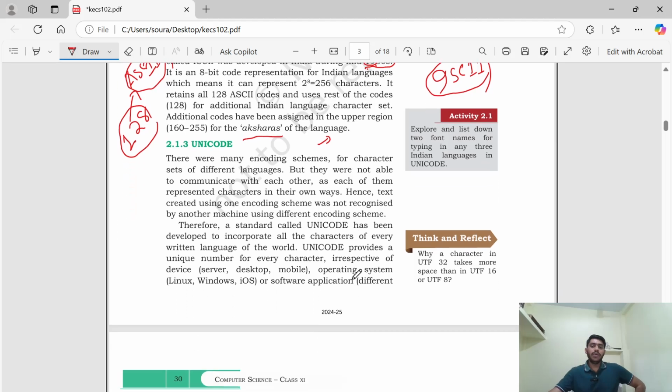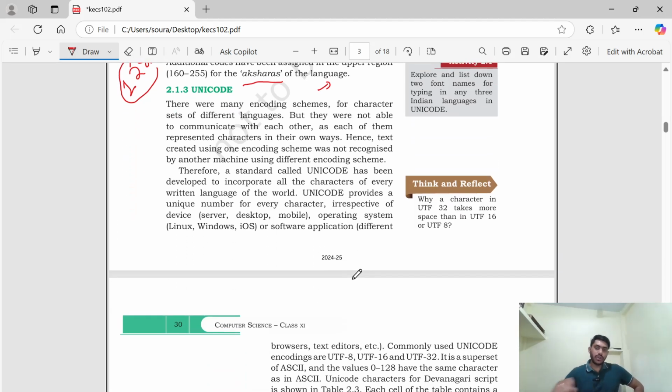Now Unicode. Unicode stands for Universal Code. There are many encoding schemes for the character sets of different languages, but they are not able to communicate with each other, as each of them represents characters in its own way. ASCII represents characters in its own way, ISCII in its own way. So it will be confusing and very complex. Hence, text created using one encoding scheme was not recognized by another machine using a different scheme.